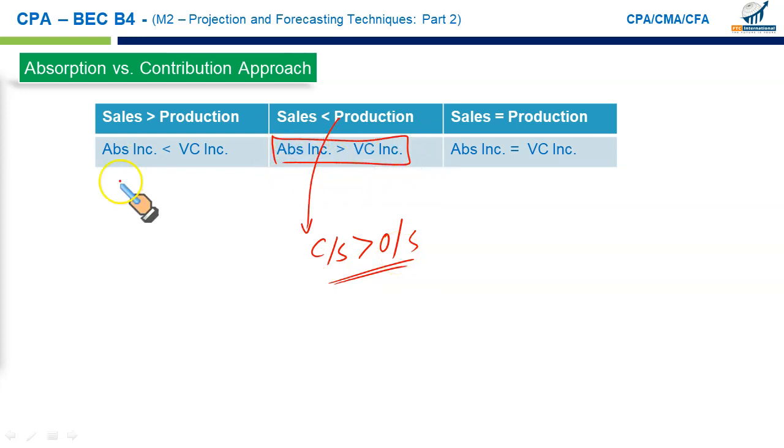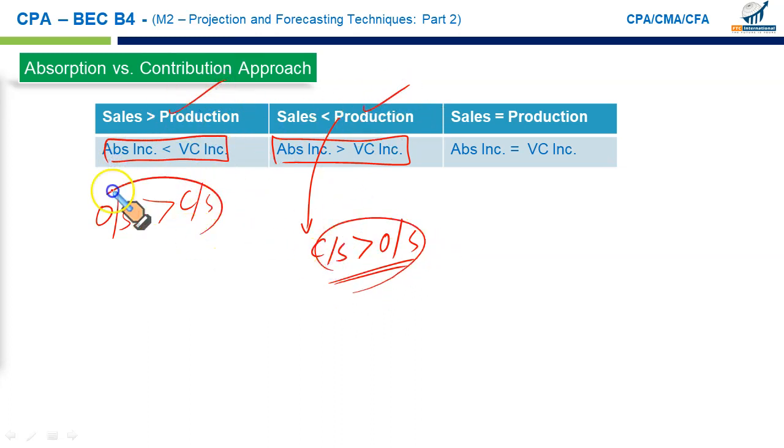Or in other words, when the opening stock is more than the closing stock, it means something from the opening stock was sold, so closing stock has shrunk. So in that case, you will have variable costing income higher. So either you take this arrangement or this, you end up with the same result.